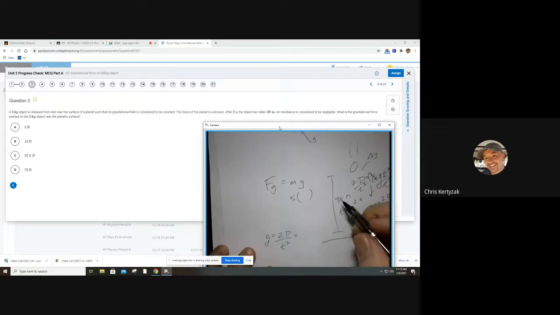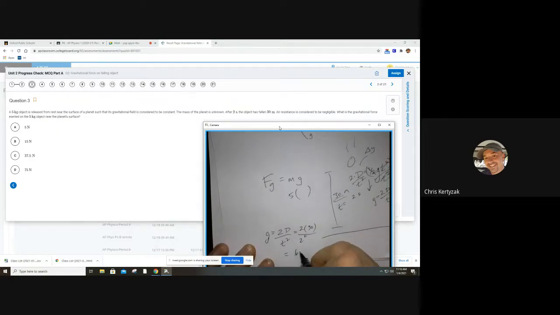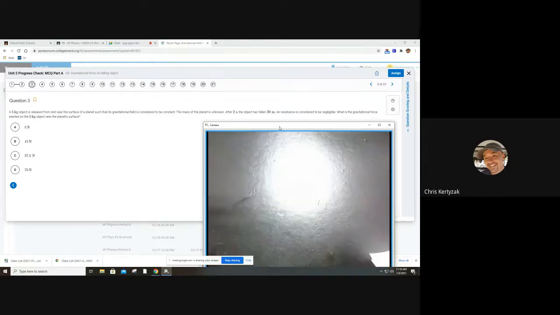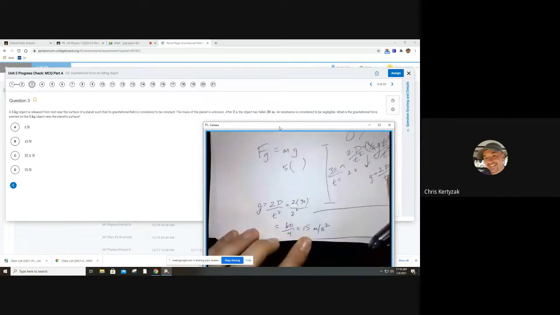The distance they said was 30 meters, and the time was 2 seconds. Don't forget to square it. So it looks like I get 60 divided by 4, which I know is 15 meters per second squared. So it's a planet where gravity is stronger, in the amount of 15 meters per second squared.